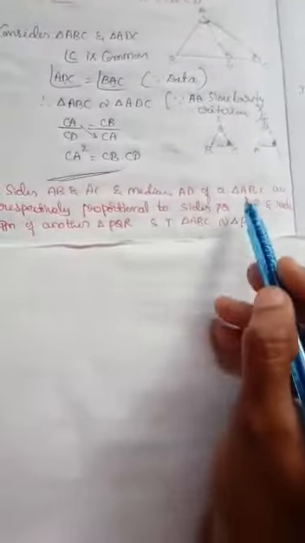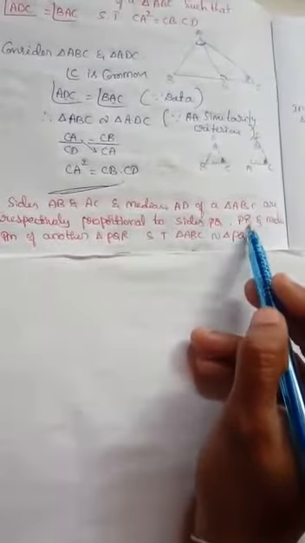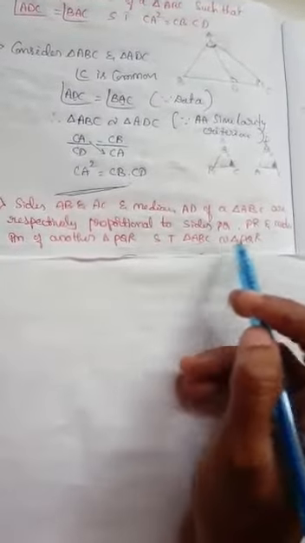Today we discuss a new problem belonging to AA similarity criteria. The 14th problem: the sides AB, AC and median AD of triangle ABC are respectively proportional to sides PQ, PR and median PM of another triangle PQR. We have to show that triangles ABC and PQR are similar.